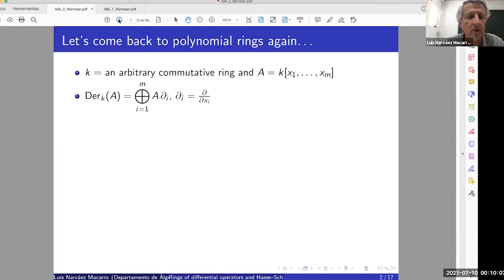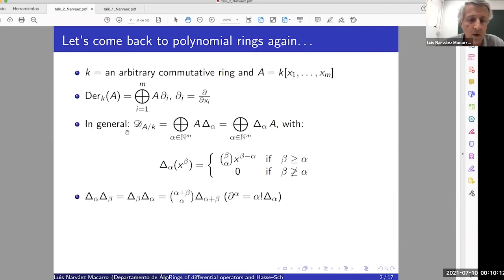So in this case, the module of derivations is free, as always. And everybody knows that in that case, the ring of differential operators can also be expressed in a very, let's say, transparent way, because you can give an explicit basis of differential operators as a module. This basis, I call here delta alpha, is what we can think of as: you take the derivation to the power alpha and you divide by alpha factorial. Okay, this is the way we can think of these operators, and so they are defined in that way.